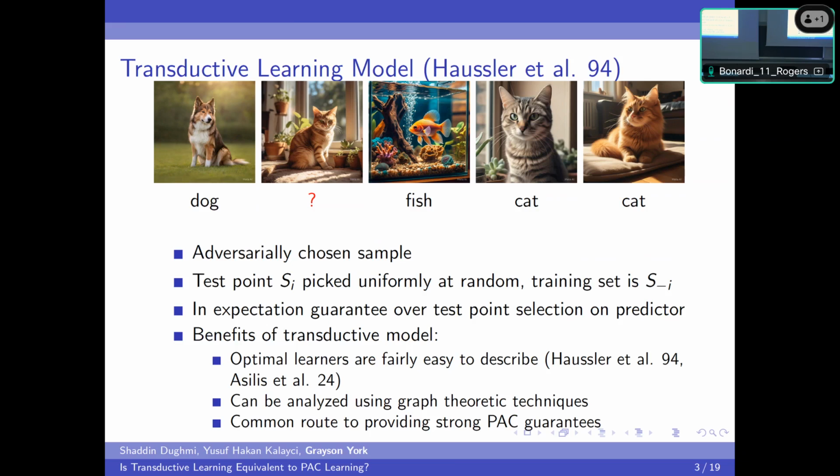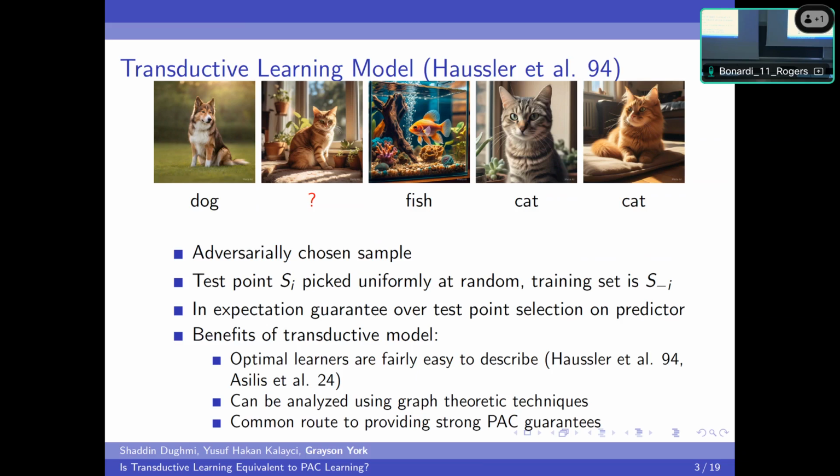So there are a few benefits to this model. First off, the optimal learners under this model are quite easy to describe. They have very simple and elegant descriptions. And also, this sort of turns learning into graph theory. There are a lot of really nice graph theoretic techniques that can allow us to analyze the learners that perform well in a transductive setting.